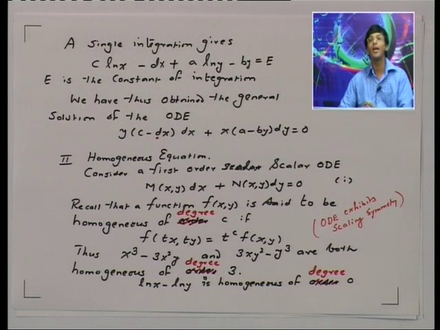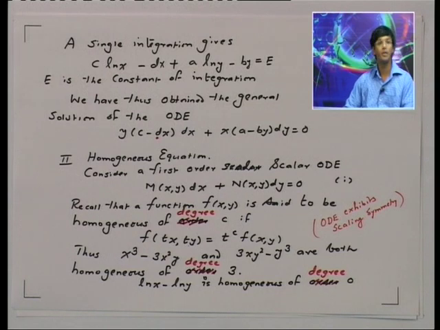Why should you scale x also by t and y also by t? Why should you replace x by tx and y by ty? You could replace x by tx and y by t squared y, and something may happen. That is also a symmetry. It is called a weighted homogeneous function.